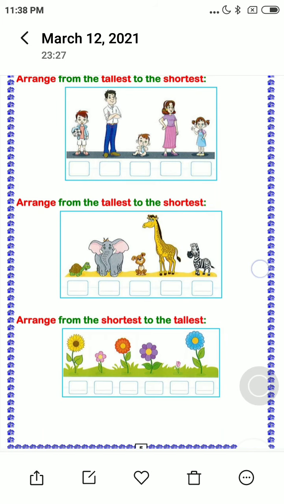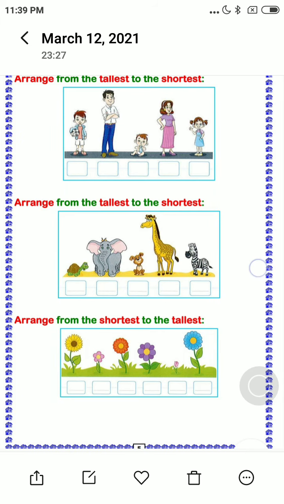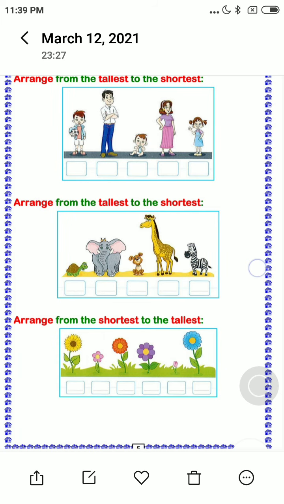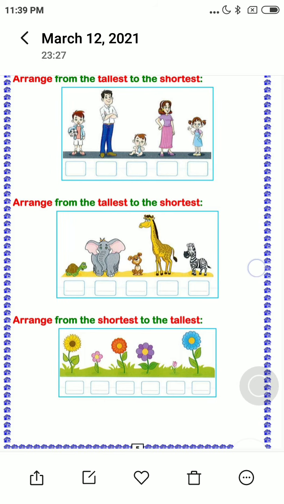After that, shorter than the man is the woman. We will put number two under her. Okay, number three, which is shorter than the woman, the boy. So we will put number three inside the square of the boy. Okay, number four will be the girl. So we will put number four inside the square under her. The baby is the shortest, the shortest thing I have, and will be the last one. We will put number five inside the square under the baby.